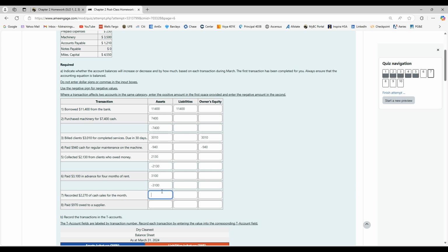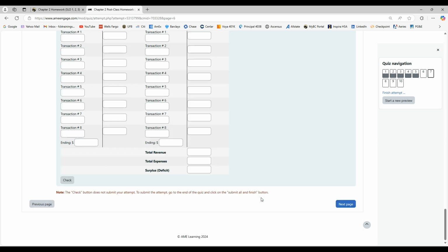We recorded $2,270 of cash sales, so sales revenue and cash going up, both of those. And we paid $970 for expenses owed. Oh, sorry, not for expenses, it was owed to a supplier, so it is a payable type situation. So we're going to reduce our liability and reduce our cash as well. Let me just hit check real quick.